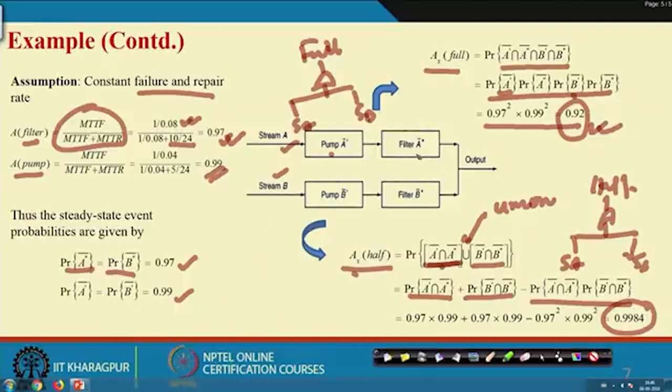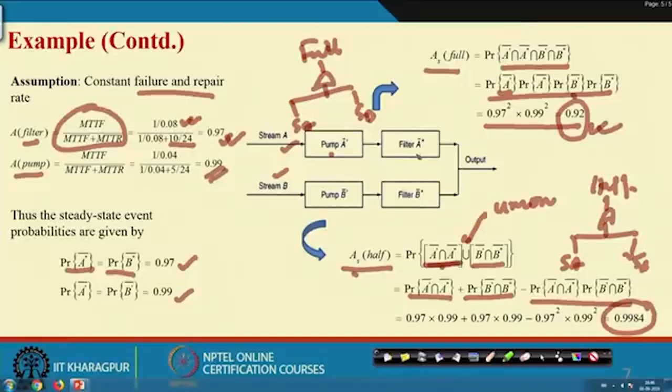Okay. So that means that if your system has some components in series and then another similar component in parallel, you can very easily, with a combination of AND and OR gates, find out the availability or unavailability of the system. So for the first alternative, when we have only two streams, the availability of A is full is calculated as 0.92, and the availability of half is 0.9984.